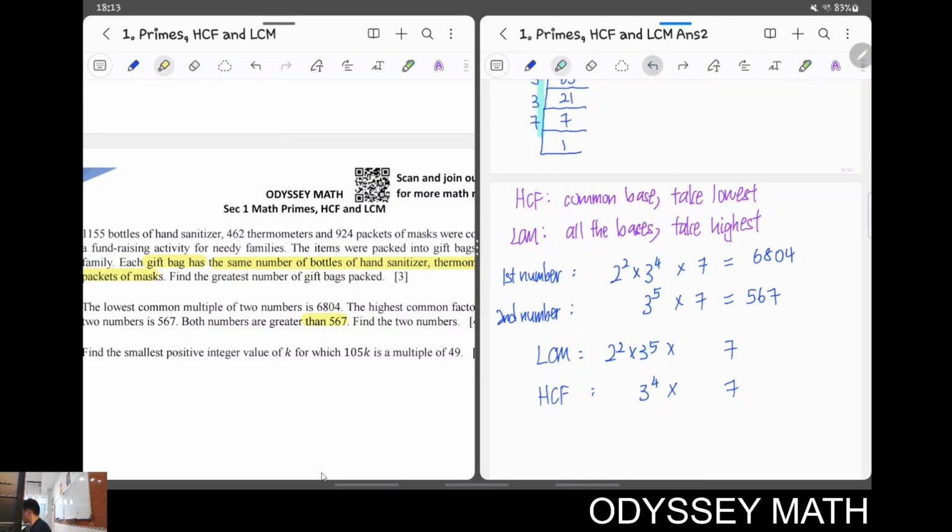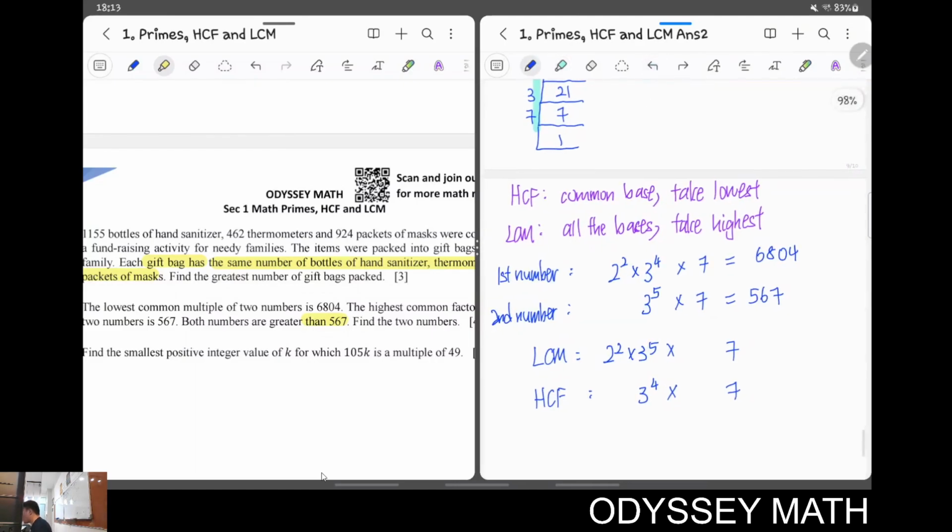It also fulfills. It's correct. So what we have done here is we have compensated by lowering this number and making this number higher. So let's check now. Okay, let's evaluate again. So 2 to the power of 2 times 3 to the power of 4 times 7 is 2268. Is it more than 567?